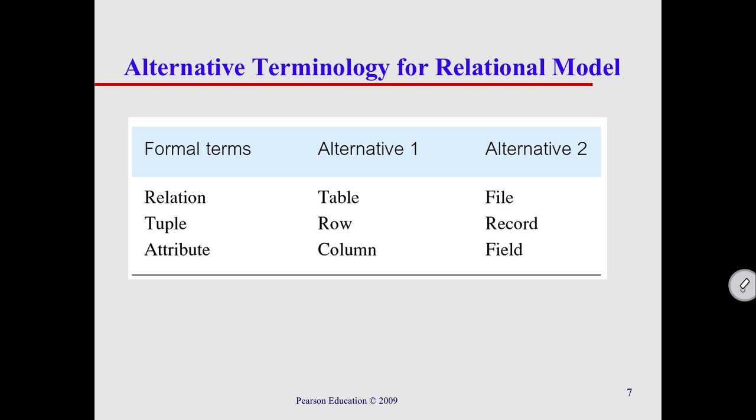So that's an important table. Memorize the relationships between those terms, because you have to become fluent in seamlessly shifting between relation, table, file, or between attribute, column, and field, knowing that they're the same thing.